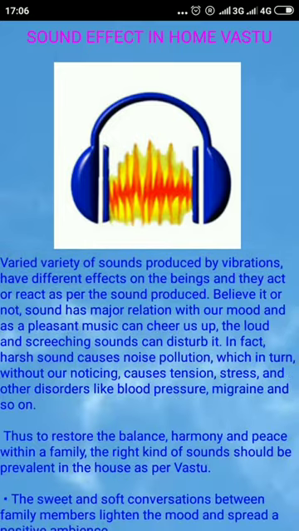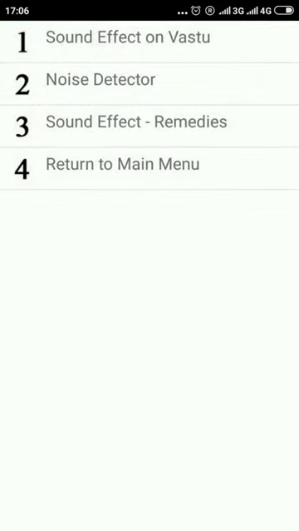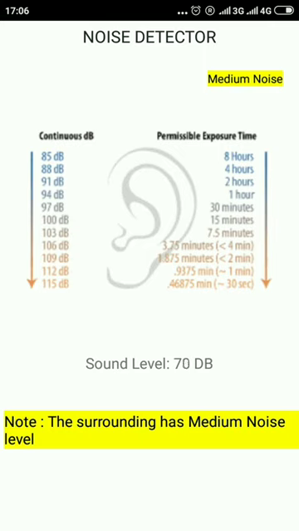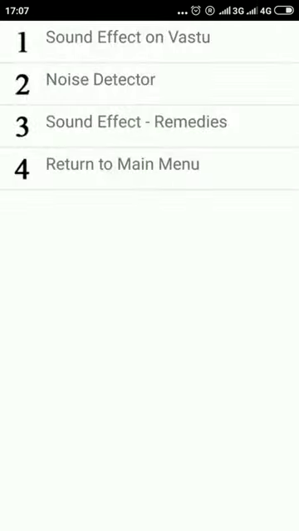Press back button to go back to previous menu. Select noise detector module to know sound strength and do the correction if required. We can see the sound level reading is changing. Green color indicates good. Yellow color is average and red color is bad. Select noise remedies module to reduce the sound as required.